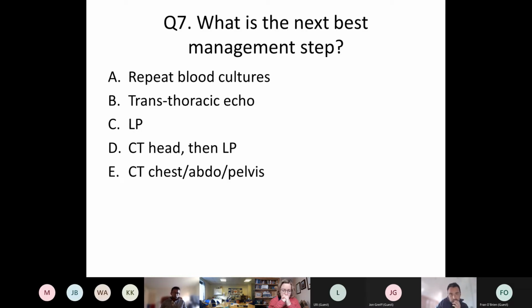So what's the next best management step for him, do you think? Would you repeat his blood cultures? Maybe it was incorrect. Would you do an echo, LP, a CT scan first and then an LP, or scan the rest of him, because there's not really anything neurological apparently going on? Think of this as a real case. I had to think about what to do. What would you guys do? Would you be worried about this?